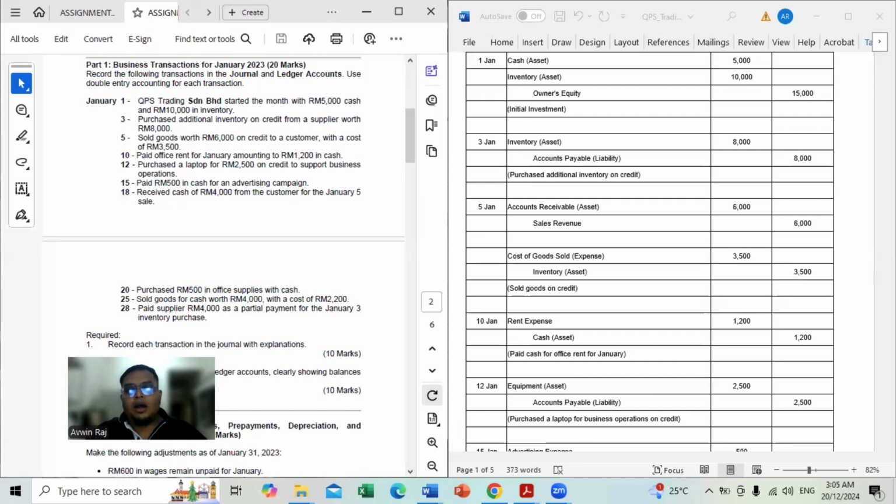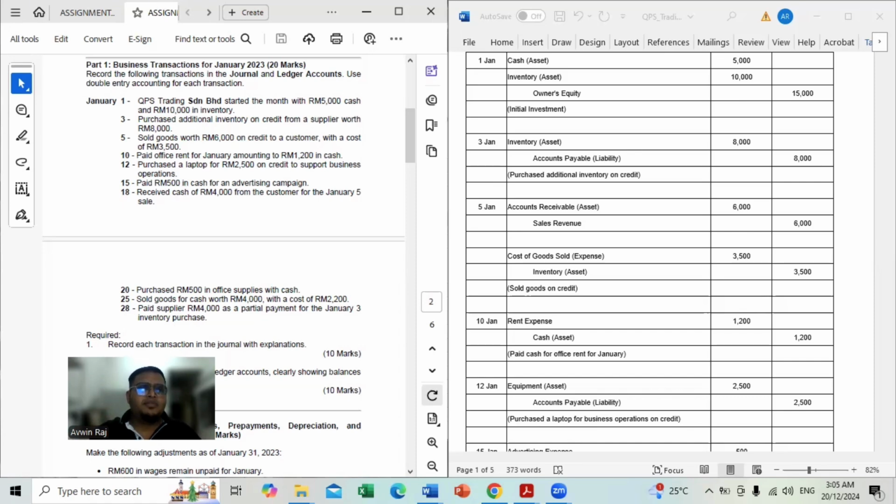What is a journal entry? A journal entry consists of the date, account title, and explanation, and it is recorded with corresponding debit and credit to ensure accurate financial statements. Coming to my question one.